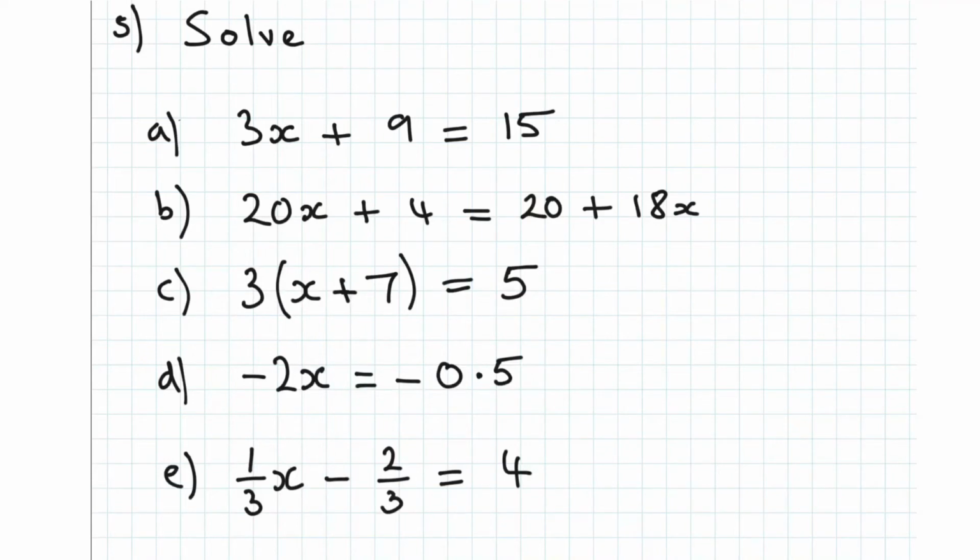Solving equations. Let's take 9 off both sides. So 3x equals 6. Divide both sides by 3. X equals 2. This question was really well answered by the group actually.